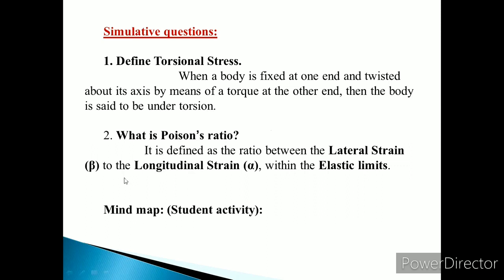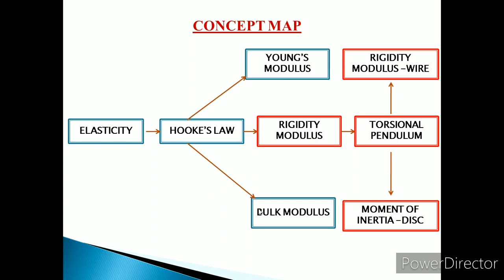Therefore, Poisson ratio is nothing but the ratio of beta to alpha, that is, lateral strain to longitudinal strain. The other one is a mind map. That is your activity. After completing the topic, you have to design your own idea as a mind map. Okay. Let me move on to that topic. That is a simple concept map.